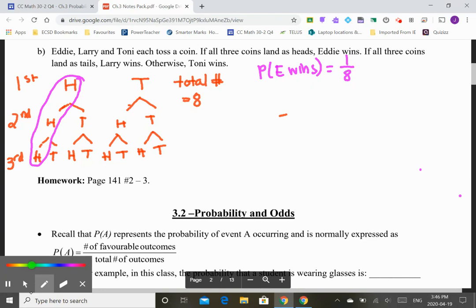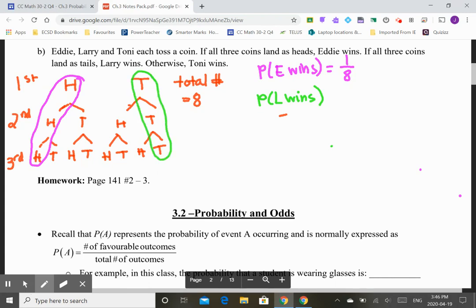Let's have a look at Larry. Probability that Larry wins. He wins if all 3 coins land as tails. Well, I only see 1 branch that has all 3 being tails. So 1 favorable outcome for Larry, 8 total outcomes, probability 1 over 8. So right now, it looks like the game is fair, but we've got 1 more player. What is the probability that Tony wins?